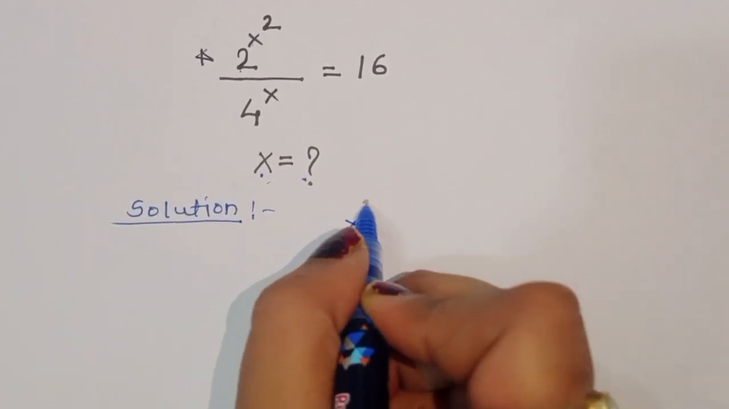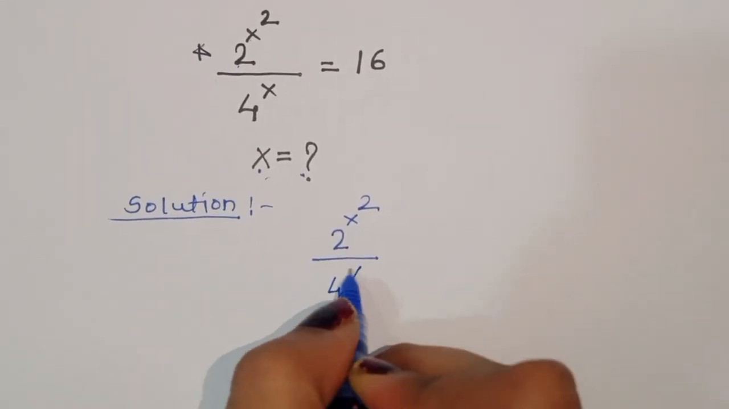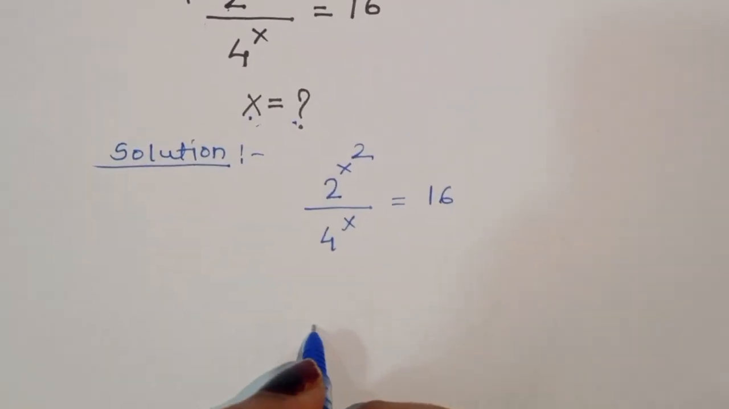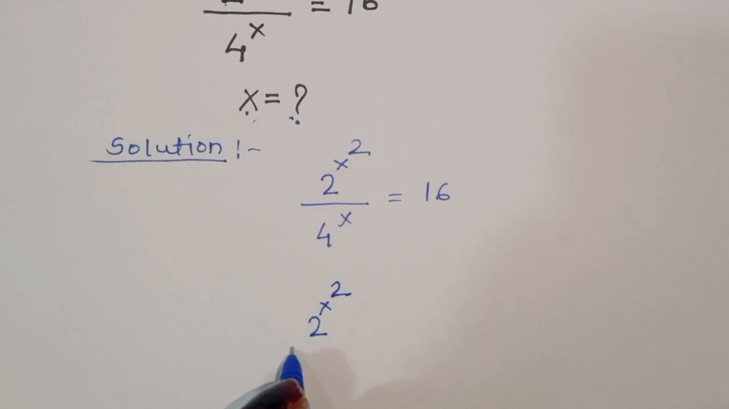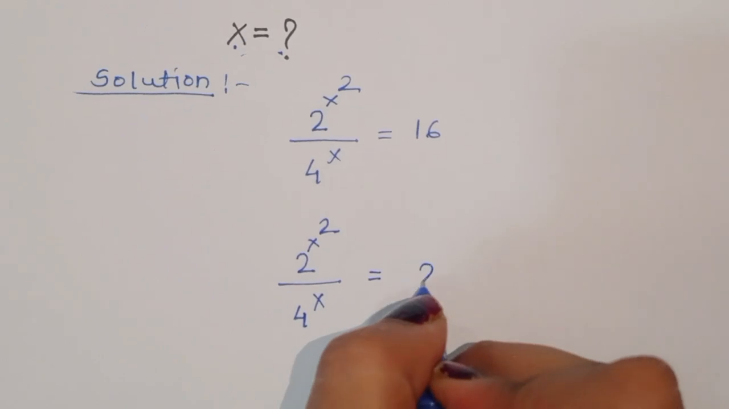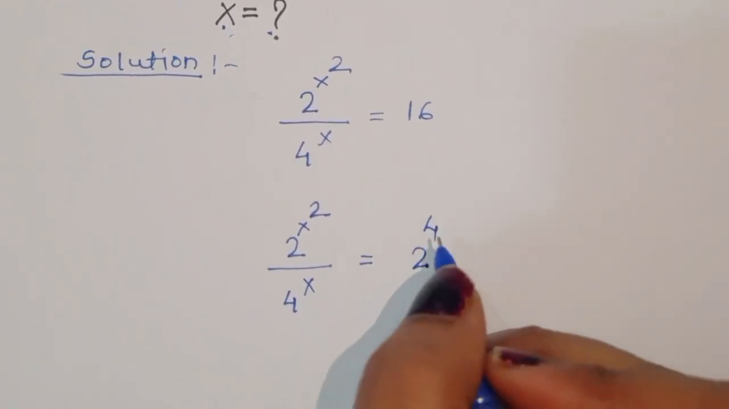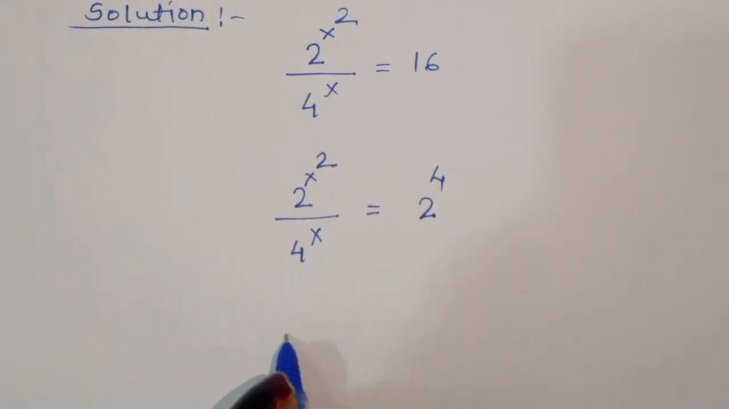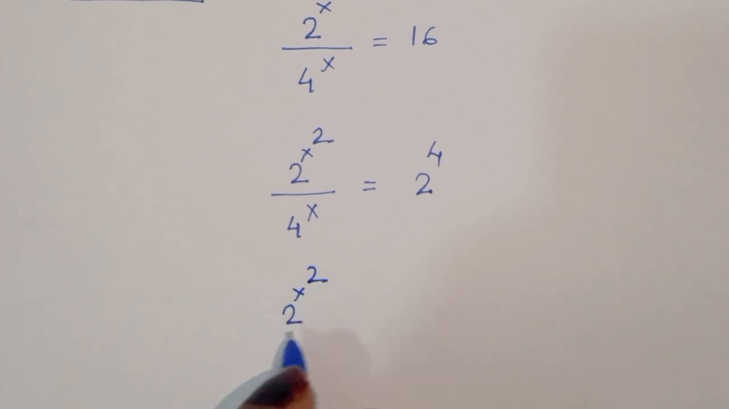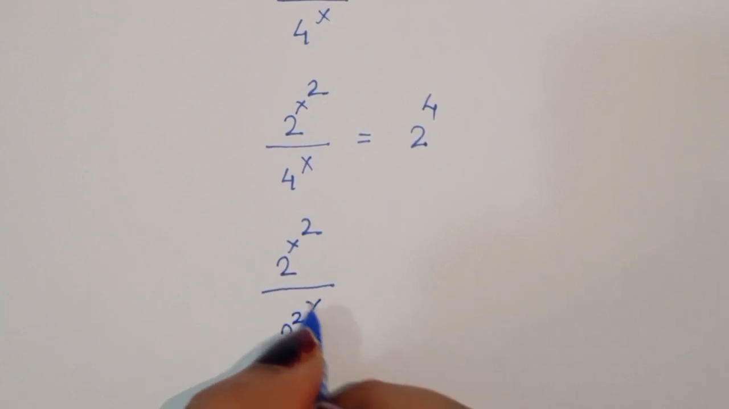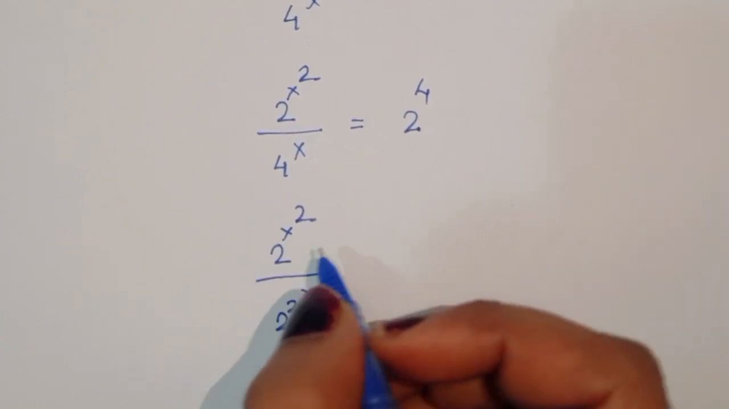2^(x²) divided by 4^x is equal to 16. Right? This is given. We can write 16 as 2^4. Now 2^(x²) divided by 4^x, we can write 4 as 2², so that is 2^(2x), right? We can write this equal to 2^4.